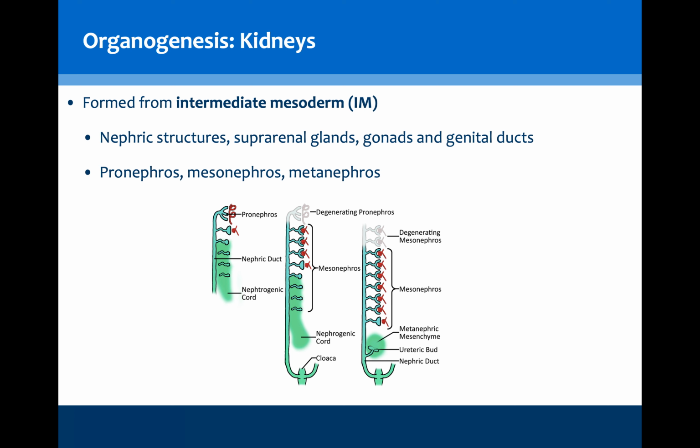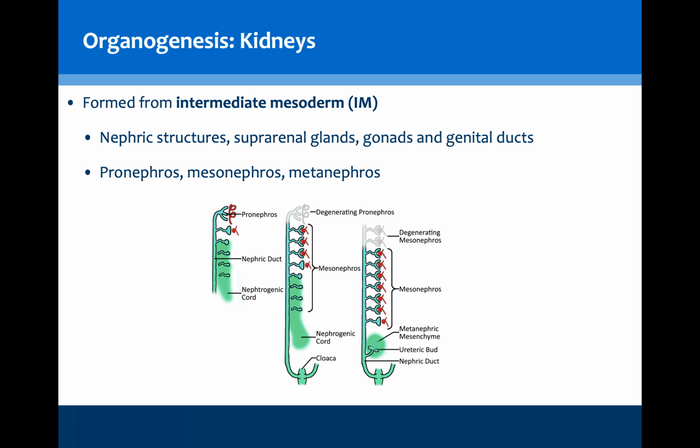Now we will move on to organogenesis of the kidneys. Whereas previously we were discussing the lateral plate mesoderm, we now move on to discussing the intermediate mesoderm. And this is going to form our nephric structures, such as our suprarenal glands, our adrenal glands, specifically the cortex, because as you remember, the adrenal medulla is a derivative of the ectoderm. The intermediate mesoderm will also form our gonads and our genital ducts.